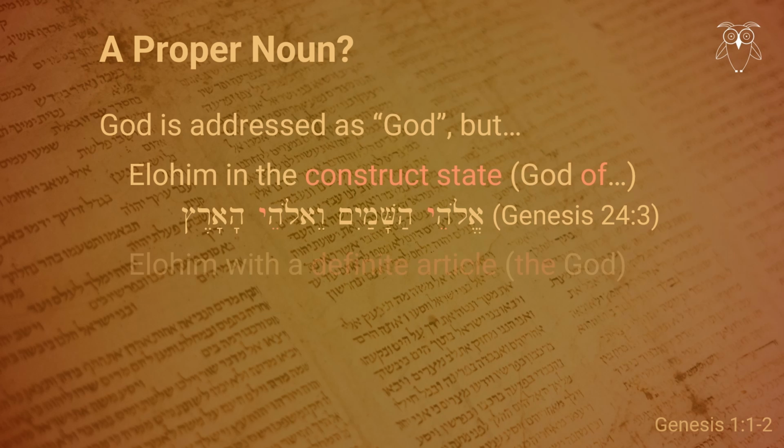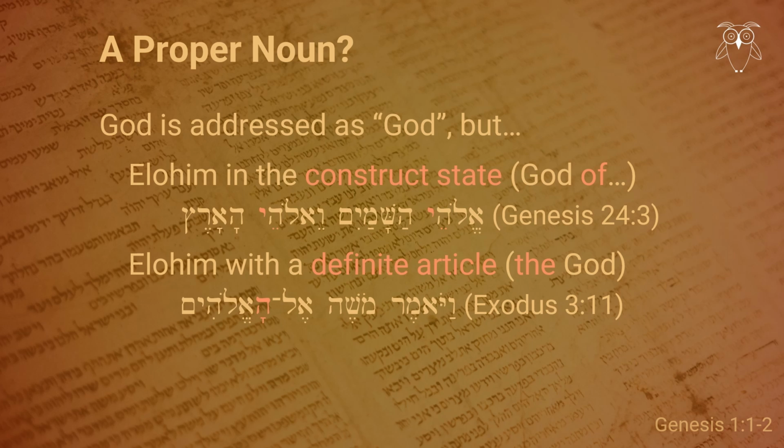Similarly, you can add a definite article to the front of the word Elohim. See for example a typical formula in Exodus. Vayomer Moshe el ha-Elohim, and Moses said to God. Or, if you want to include a translation of the article, and Moses said to the God.